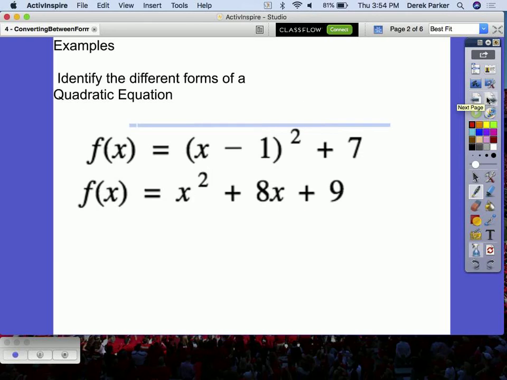Identify the different forms of a quadratic equation. Number 1, f of x equals x minus 1 squared plus 7. In this case, that is the vertex form. And then number 2 is the form you've been dealing with, the quadratic equation, and that is standard form.